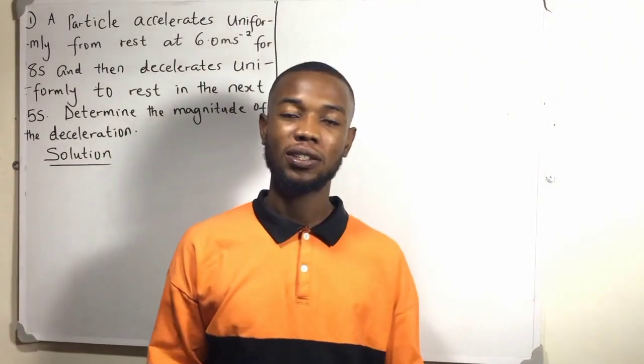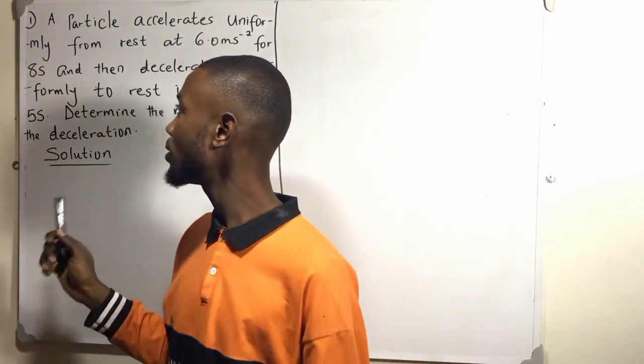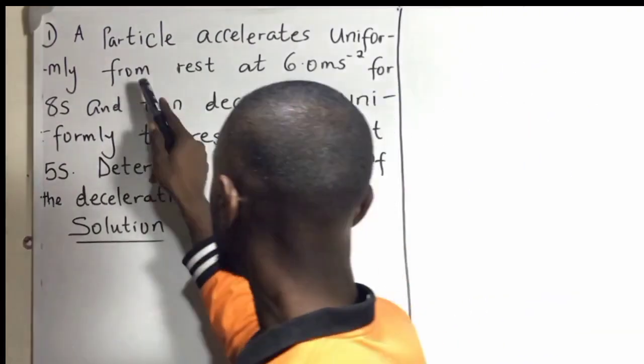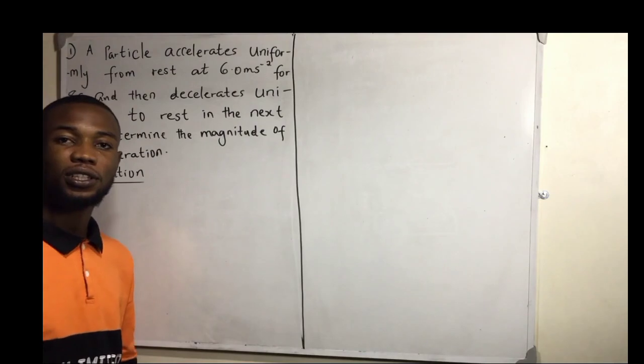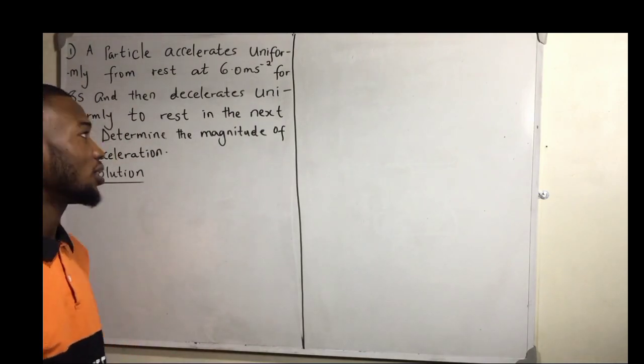Now, the first question we are going to pick under uniform acceleration of a body is this. A particle accelerates uniformly from rest at 6.0 meters per second squared for 8 seconds and then decelerates uniformly to rest in the next 5 seconds. Determine the magnitude of the deceleration. Now, this is how to make the right choice of the formula or equation that you are going to make use of.